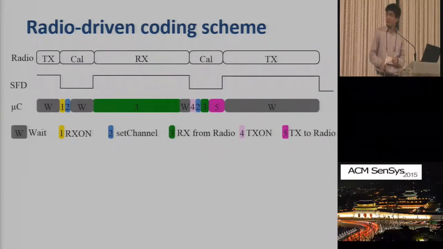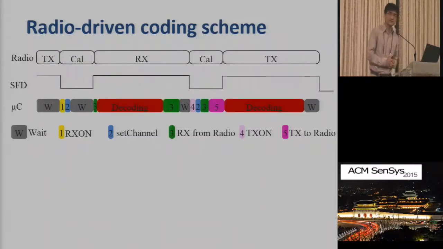For example, at this moment, when the microcontroller receives an interrupt from the radio, it only needs to send some commands to the radio to trigger the transmissions of the radio. So after sending these commands, the microcontroller actually has a long interval to be in idle mode.